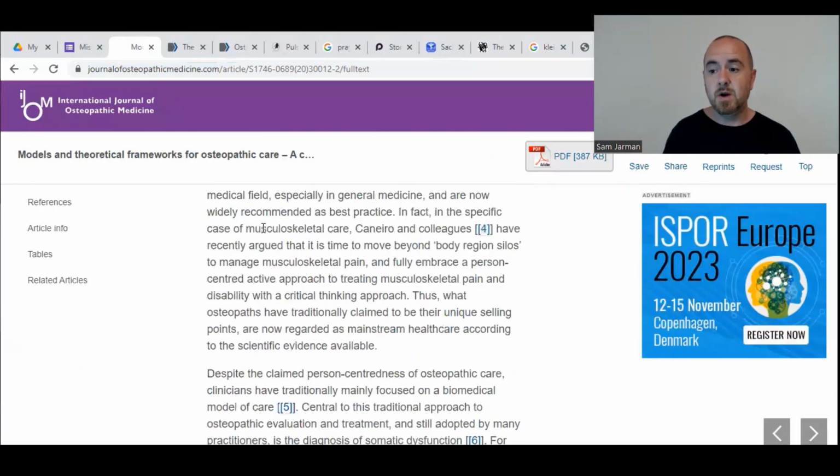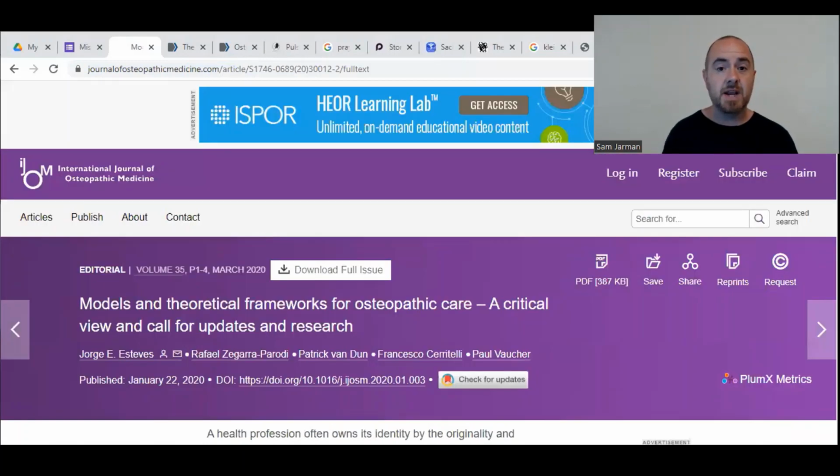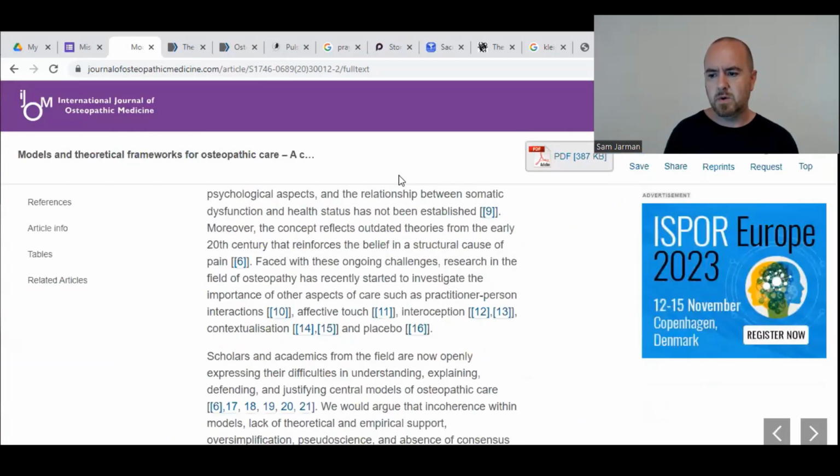The article is Models and Theoretical Frameworks for Osteopathic Care, a Critical View and Call for Updates and Research. This is by Georges Estevez, Rafael Zeguera-Parodi, Patrick Van Dunn, Francesco Ceratelli, and Paul Vaucher. Hopefully I didn't mess any of those names up, because I'm making assumptions based on their origin, so hopefully my accent didn't mess that up. And this is from March of 2020.